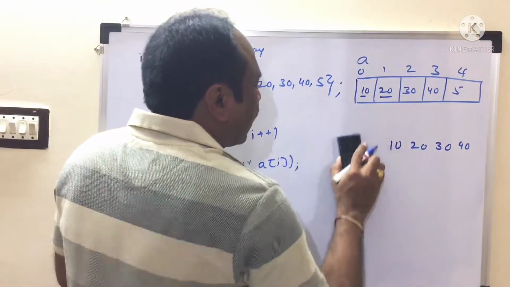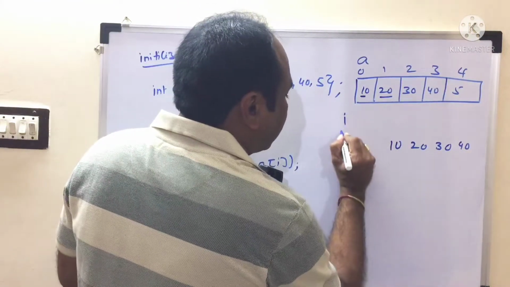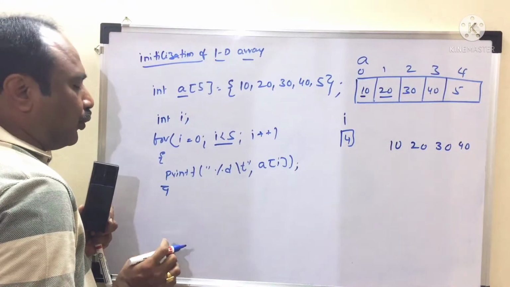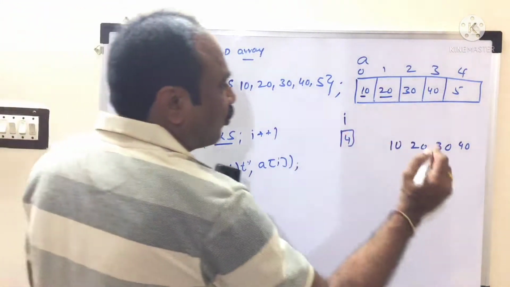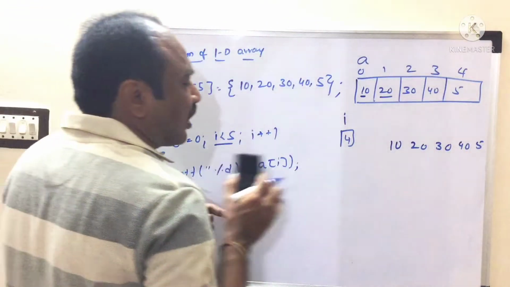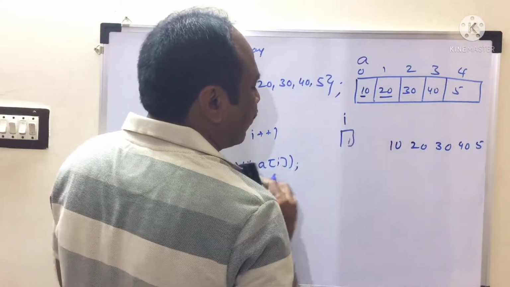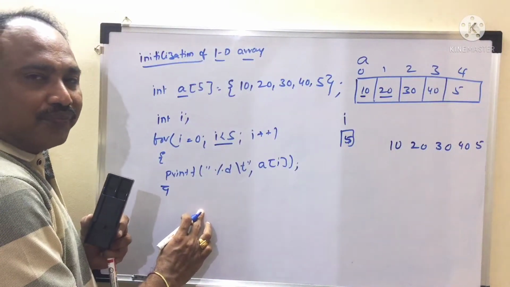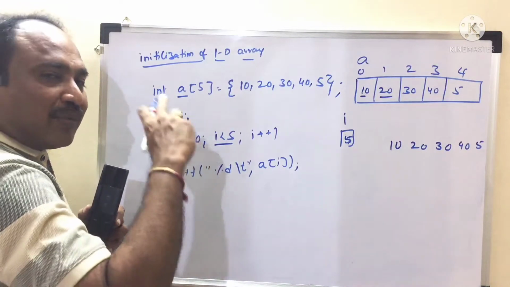i plus plus. i is 3 plus 1, means i value becomes 4. i less than 5. 4 less than 5, condition true. printf("%d", a[4]). Value 50 printed. Again for close. i plus plus. i value becomes 5. 5 less than 5, condition false. Come out from the for loop. Okay. Normally what is the purpose of a loop?